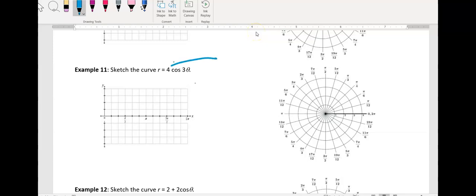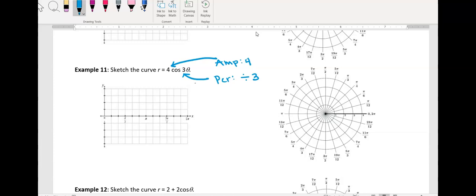So this 4 in front is going to affect your amplitude, so my amplitude is now going to be 4. This 3 inside the cosine function is going to affect my period, and that means my period is going to be divided by 3. Normally the big things for cosine would happen at pi over 2, pi, 3 pi over 2, and 2 pi, alternating between zeros, ones, and negative ones. It's going to happen faster now because we're dividing our period by 3. So let's go ahead and see if we can sketch this.